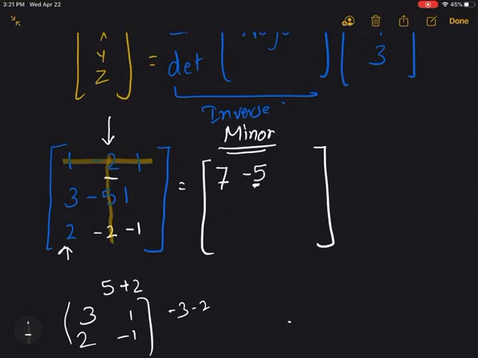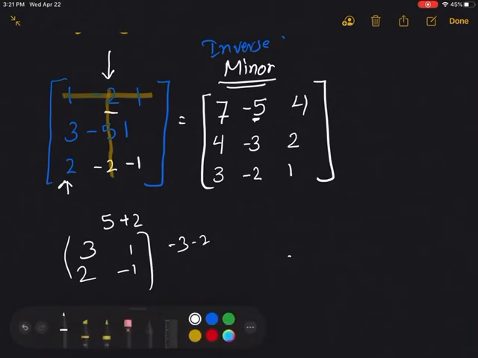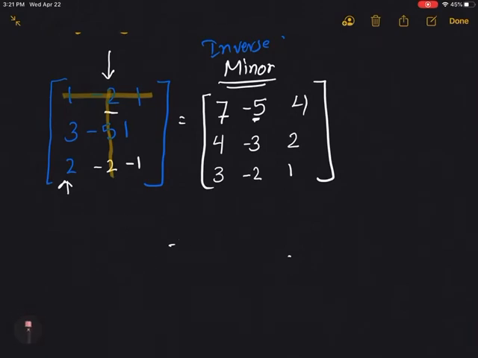And the rest, I'm just going to copy those off from my notes. I have 4, 4, another 4, -3, 2, 3, -2, and 1. All right, that's my minor matrix. So the next one is cofactor.